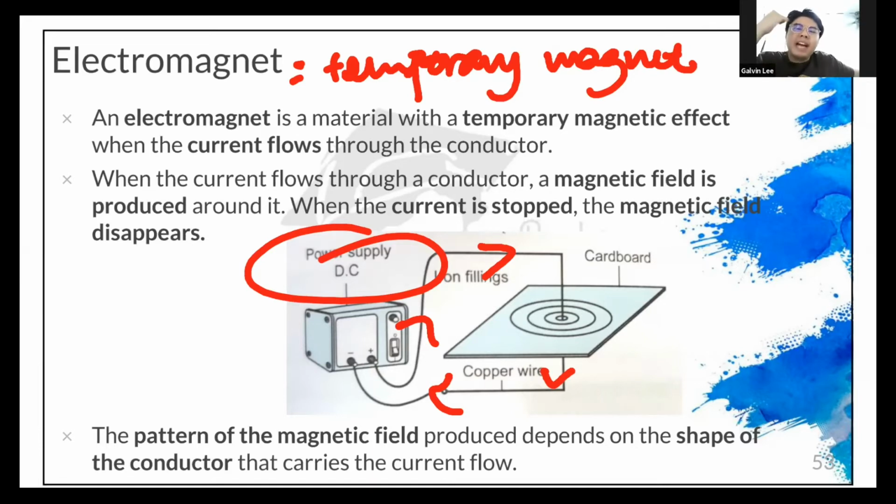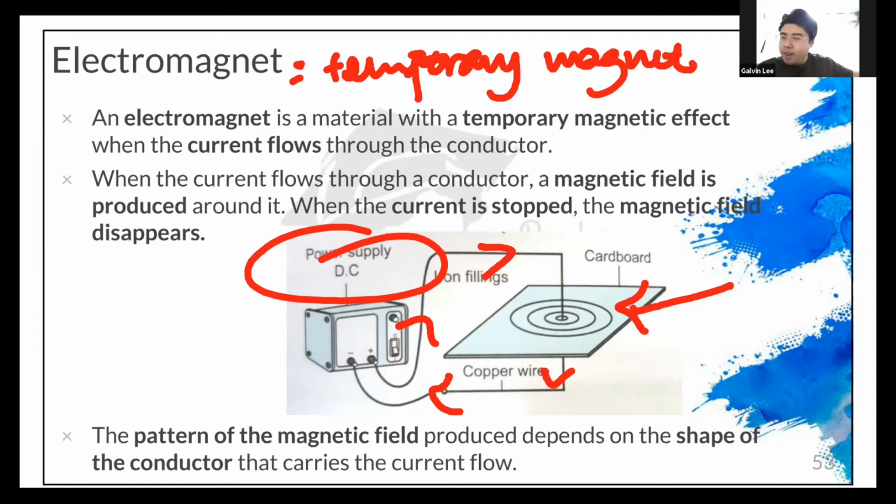So if a conductor can produce a magnetic field, what does that mean? It means that this conductor is now a magnet. Understand? So you can see here, there are circle shapes on the cardboard. What these circle shapes show you are actually the magnetic field lines created by the conductor, by the wire.